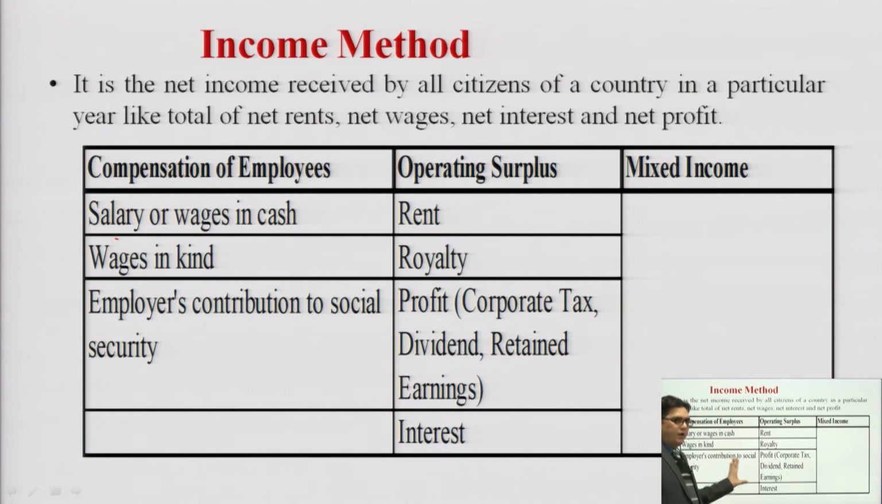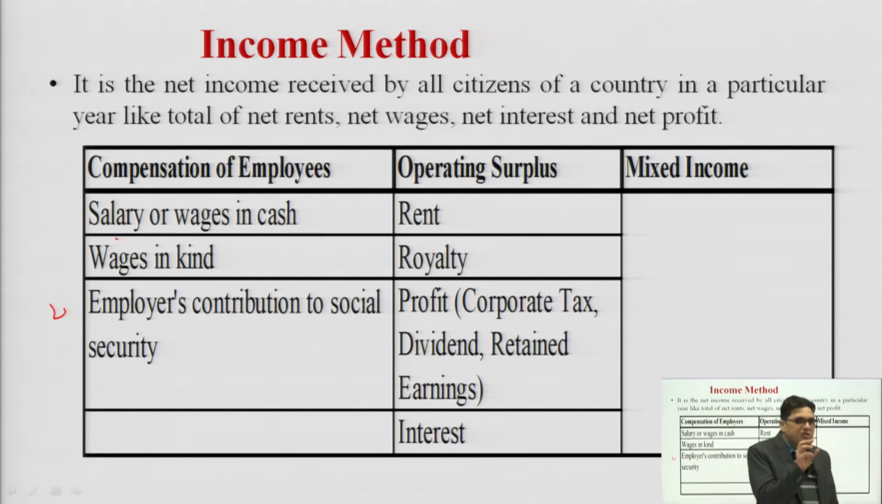This formula is very important, we need to understand it. To calculate the national income by the income method, this is the formula which has three components: compensation of employees, operating surplus and mixed income. What does compensation of employees include? It includes salary or wages in cash, wages in kind, and employer contribution to social security. So, salary and wages in cash are paid by the employer to us in return for the services that we have given to our employer.